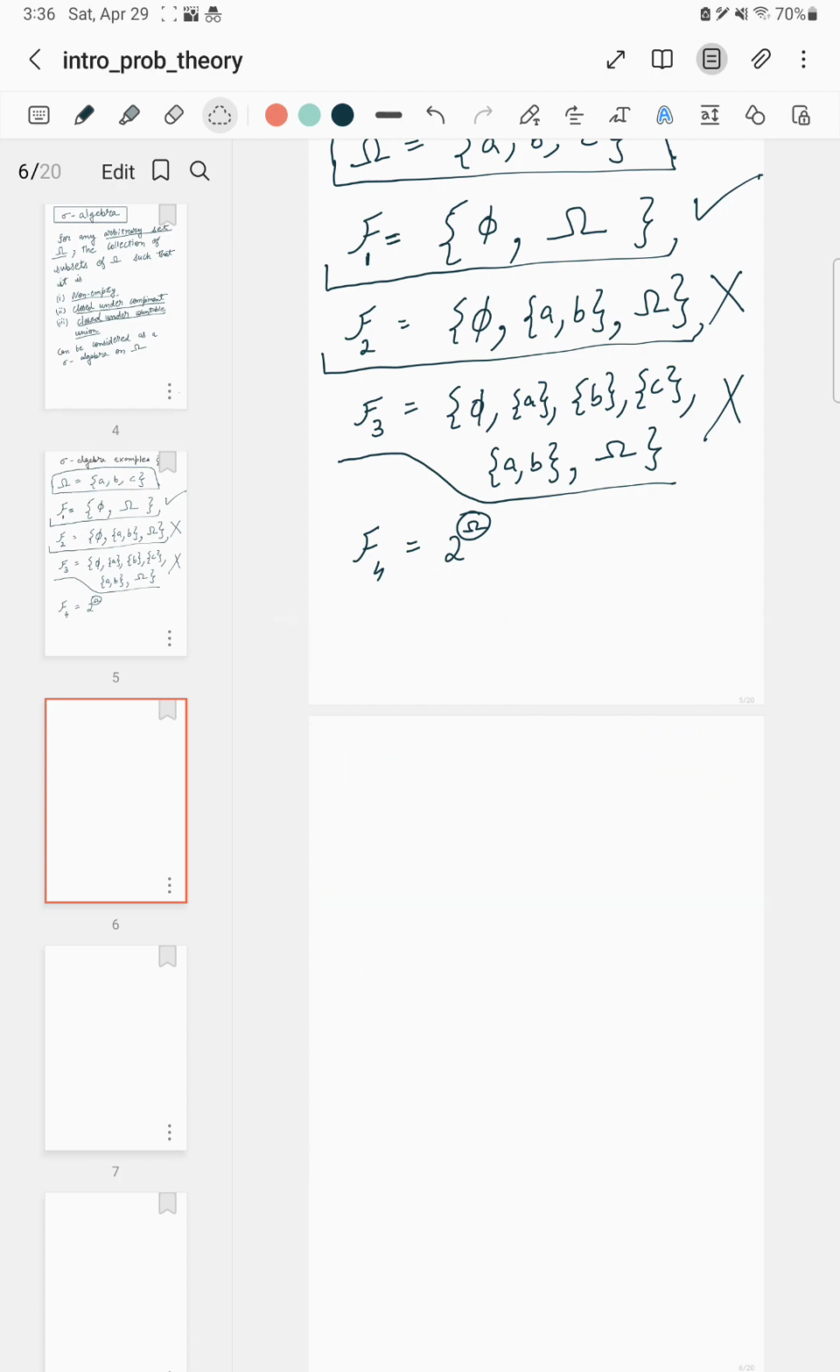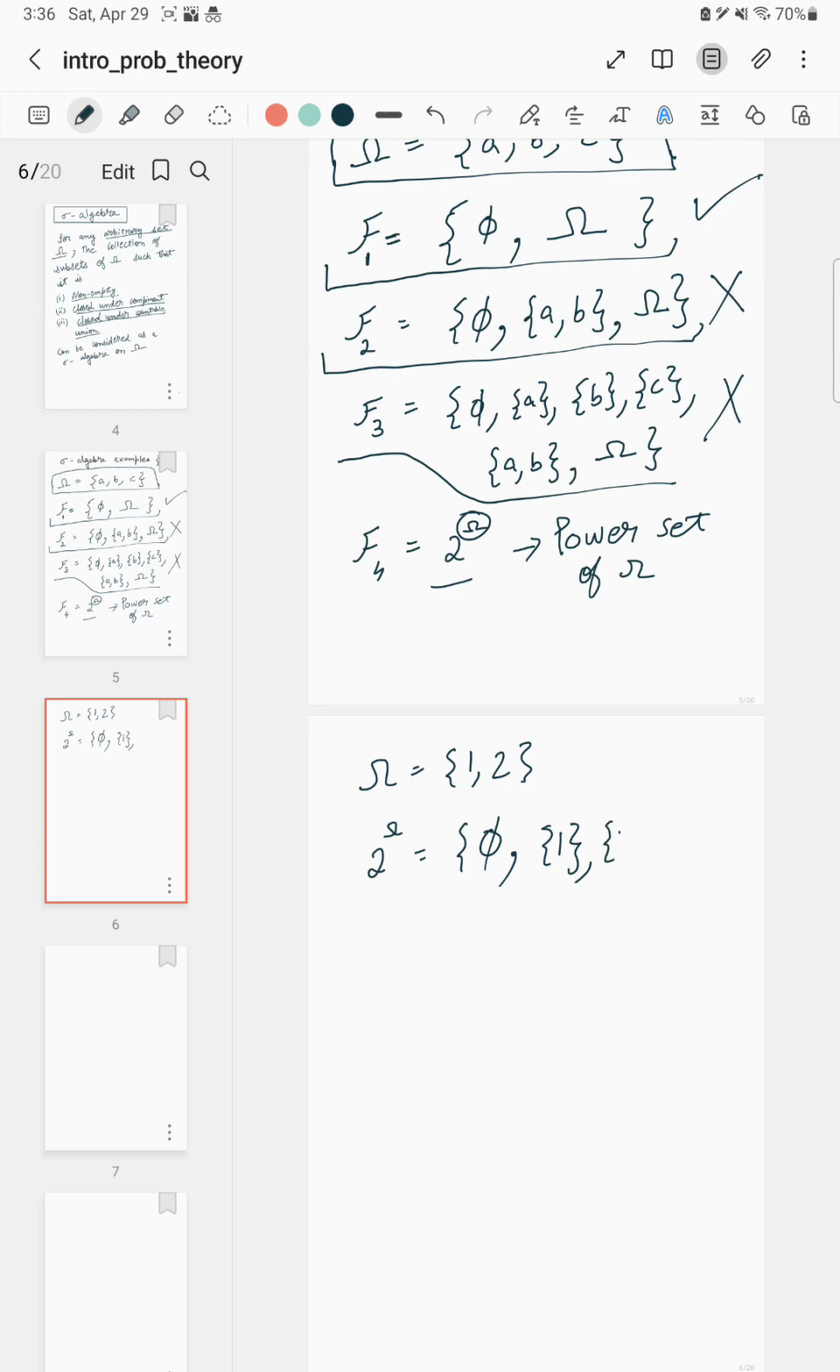So this notation here is known as the power set. So this is the power set on omega. The power set is nothing but the set of all the possible subsets of omega. So let's say if omega is {1, 2}, the power set of omega would be the null set, which is included because the null set is always a subset of any set, then {1}, {2} and {1, 2}. So this would be the power set as it contains all possible subsets of omega.